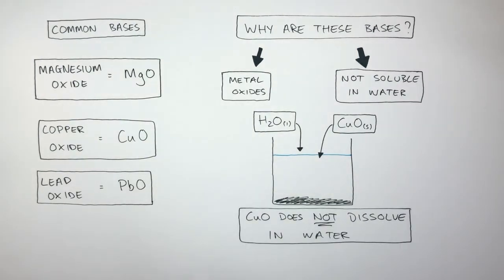So when comparing bases and alkalis, bases are metal oxides which do not dissolve in water, and alkalis are metal hydroxides which do dissolve in water.